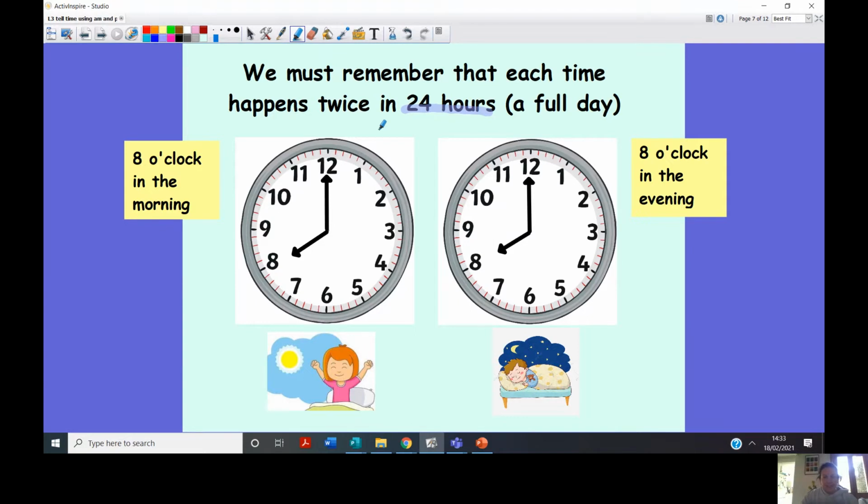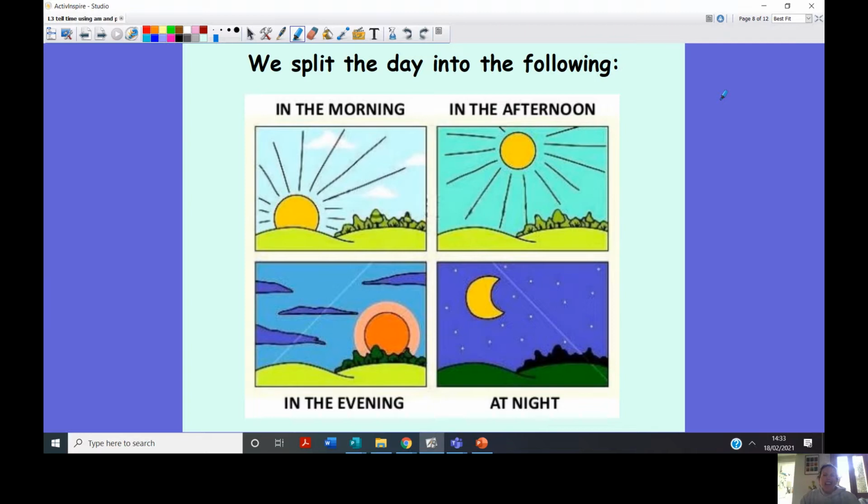So we split the day into the following. You've got the morning, as the sun is rising. In the afternoon, so that will be going towards after lunchtime, towards the end of the school day. In the evening, you're getting ready for bed, brushing your teeth, and then at night, which is when, for example, a lot of nature comes out, nocturnal nightlife, and things like that.